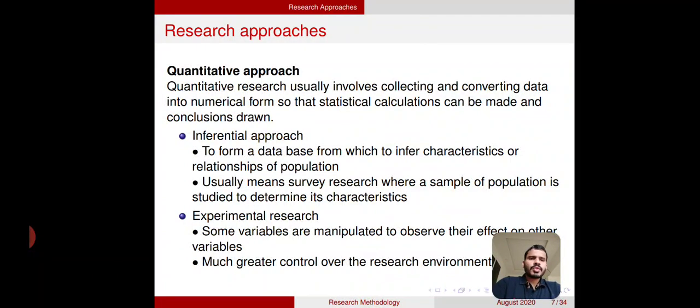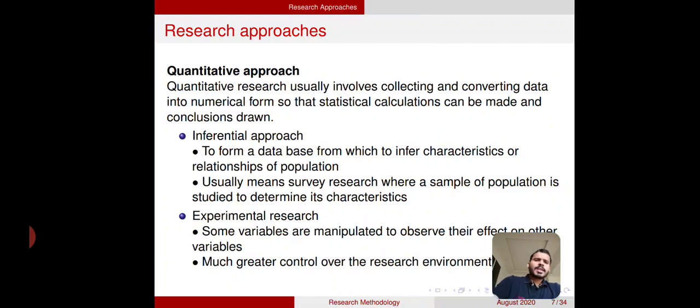We need to infer the characteristics, or the relationship, of a population. We have a sample population in front of us. We need to collect the data from which we infer the characteristics or relationships of the population by studying the sample. Survey research is the main one, where the sample population is studied to determine the characteristics. We need to use different methods to do this type of research, survey methods or interview methods. We will discuss this later.